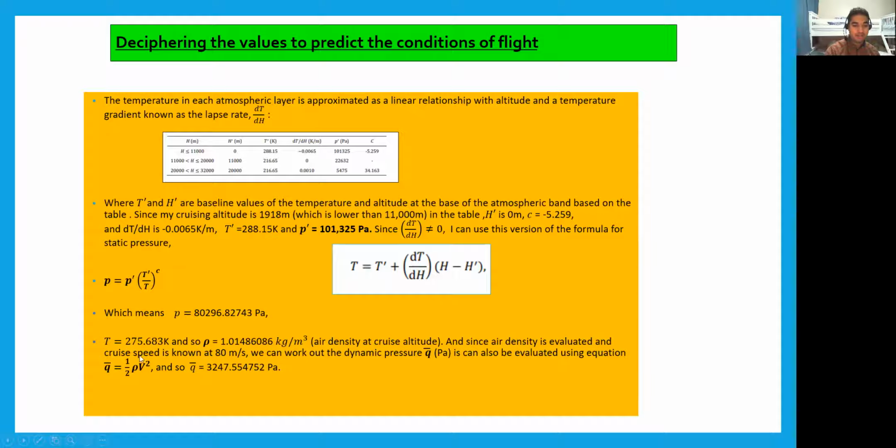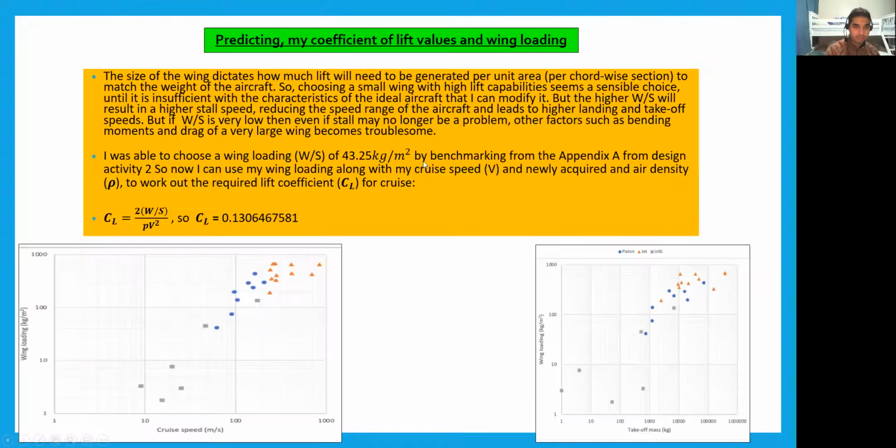Since air density and cruise speed are known, we can work out the dynamic pressure, Q bar, using this formula here. And so Q bar is 3,247.55 pascals. Predicting my coefficient of lift values and wing loading.